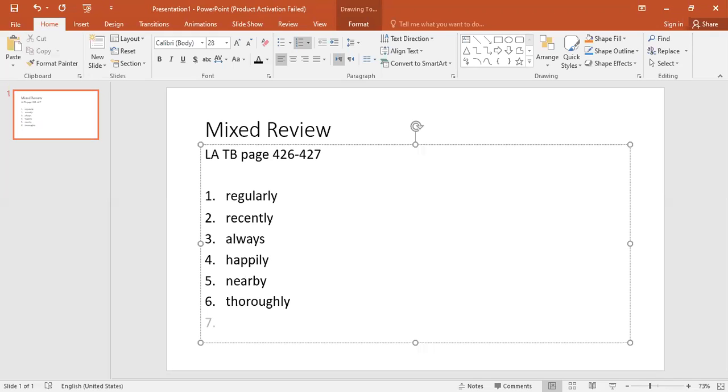Okay, Aysel, number 7. His father listens more closely than he does. Closely. More closely. Excellent. More closely is the adverb.